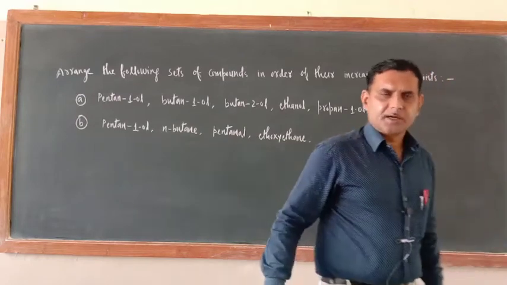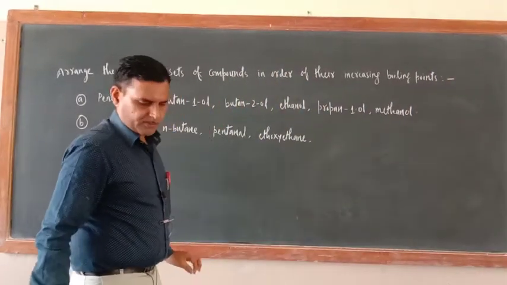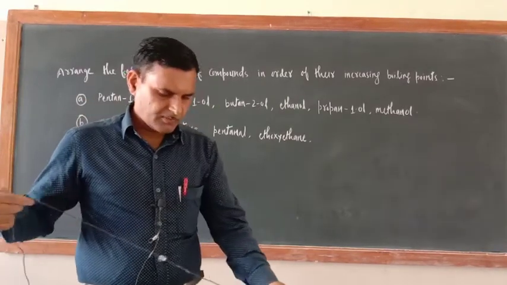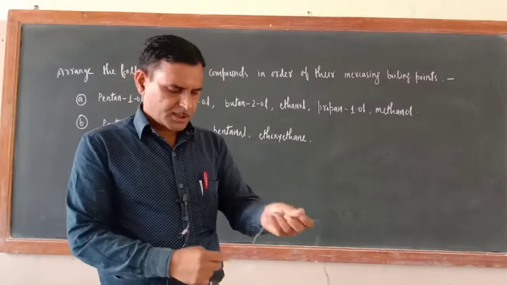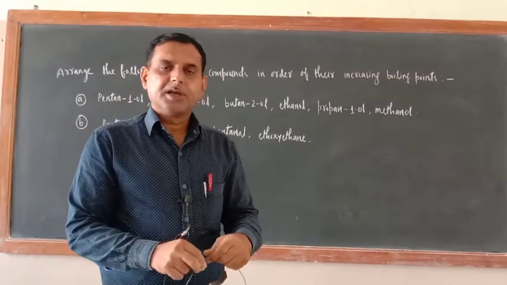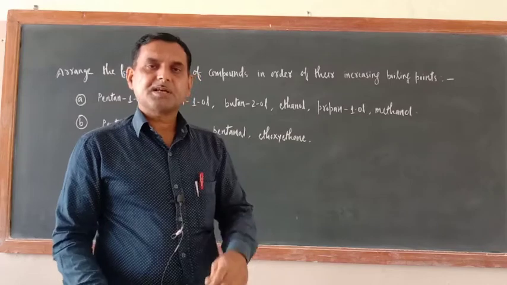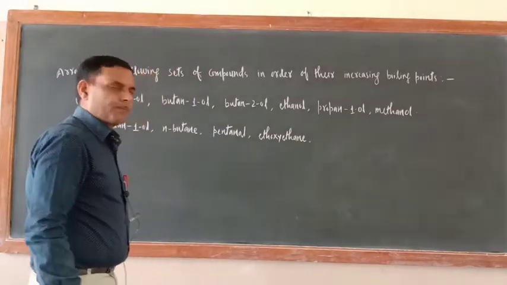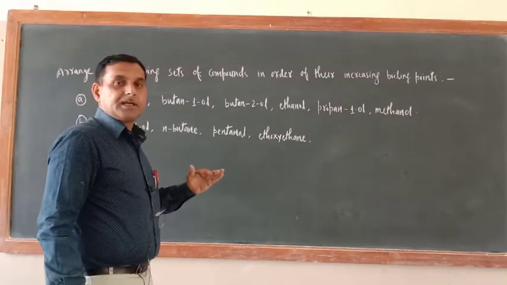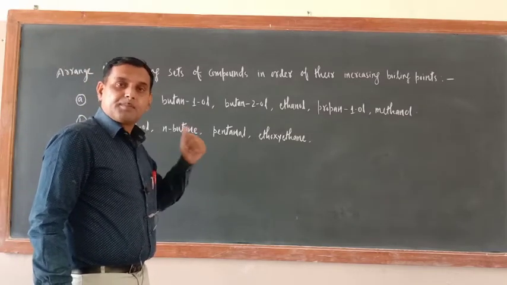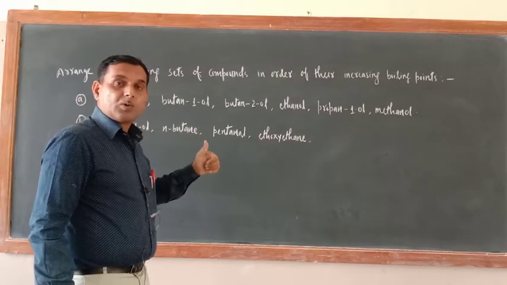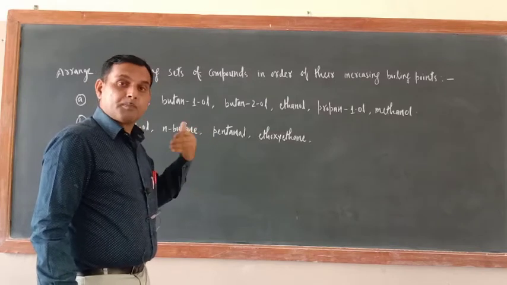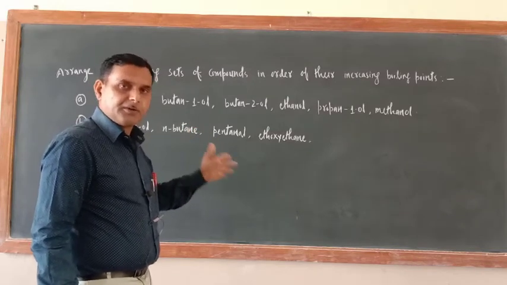Yesterday I started the chemical properties of alcohol, and what I taught is that alcohols are versatile compounds because they act as a nucleophile. They act as a nucleophile because of the presence of a lone pair of electrons on the oxygen atom of the OH group, and they act as an electrophile when they are protonated. So protonated alcohols act as an electrophile, and unprotonated alcohol acts as a nucleophile.